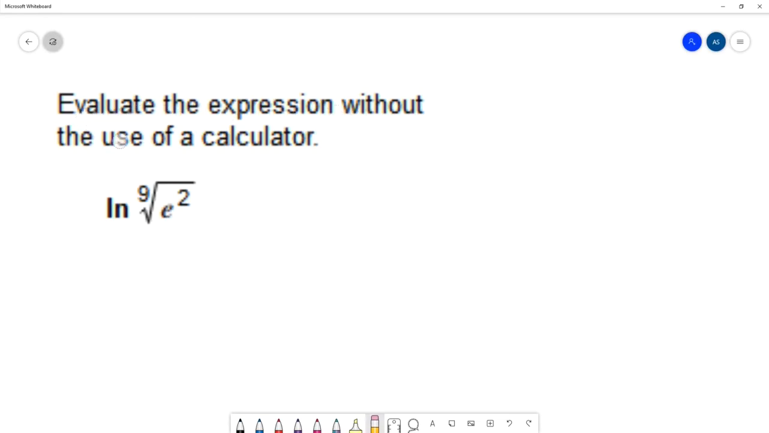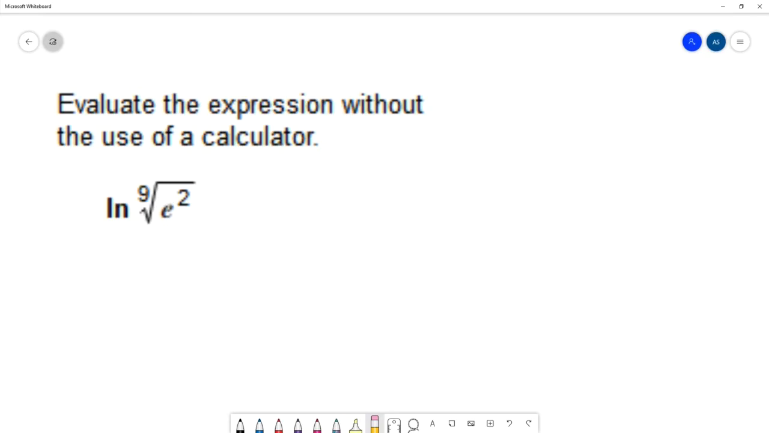Evaluate the expression without the use of a calculator. We have natural log the 9th root of e squared. So in this question, we want to simplify or evaluate without a calculator. That means we'll have to know what these symbols mean and some properties of logarithms to be able to simplify.